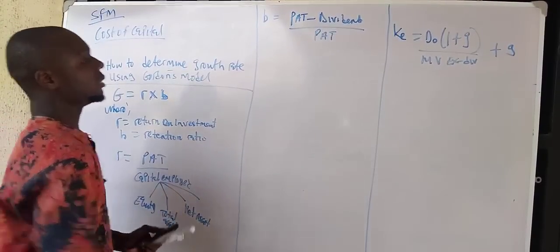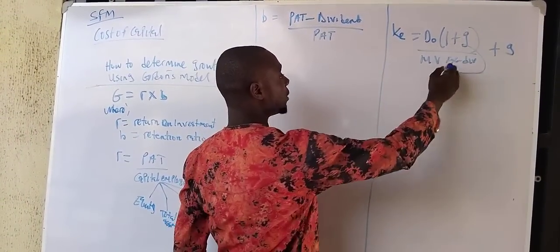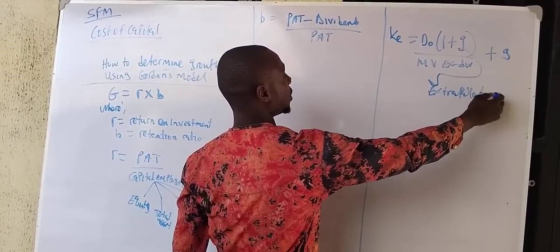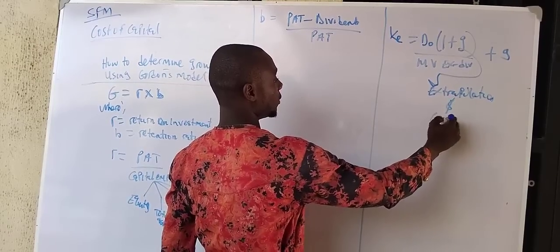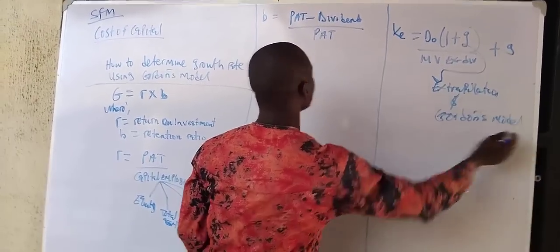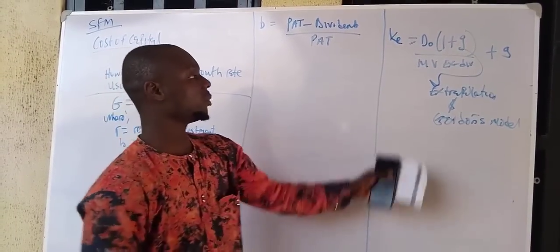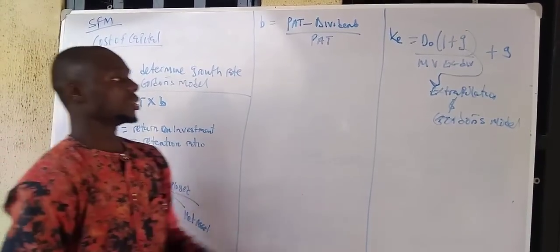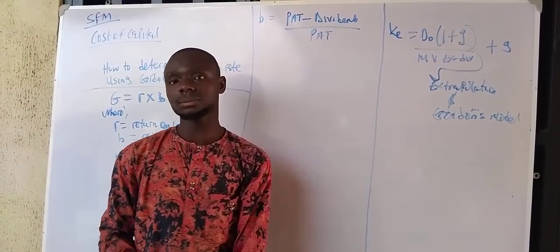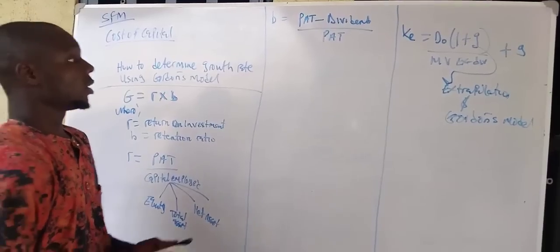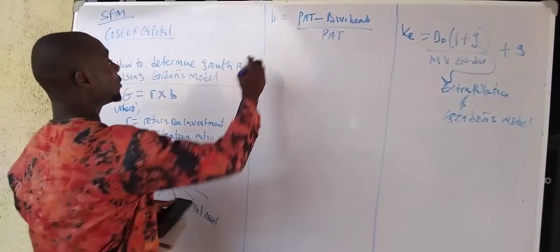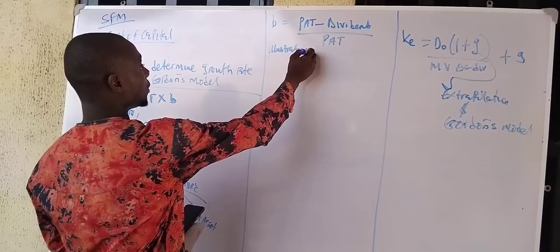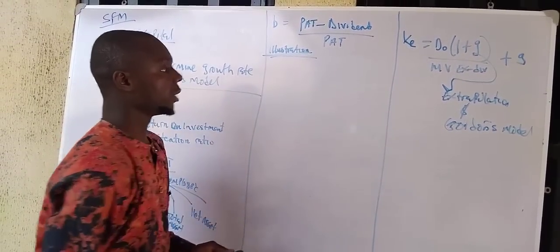Now, under this, the growth rate is determined using extrapolation and Gordon's model. We've used extrapolation in my previous video. Now we are going to examine the growth rate using Gordon's model. Now let's quickly do an illustration on this growth rate, on this Gordon's model.